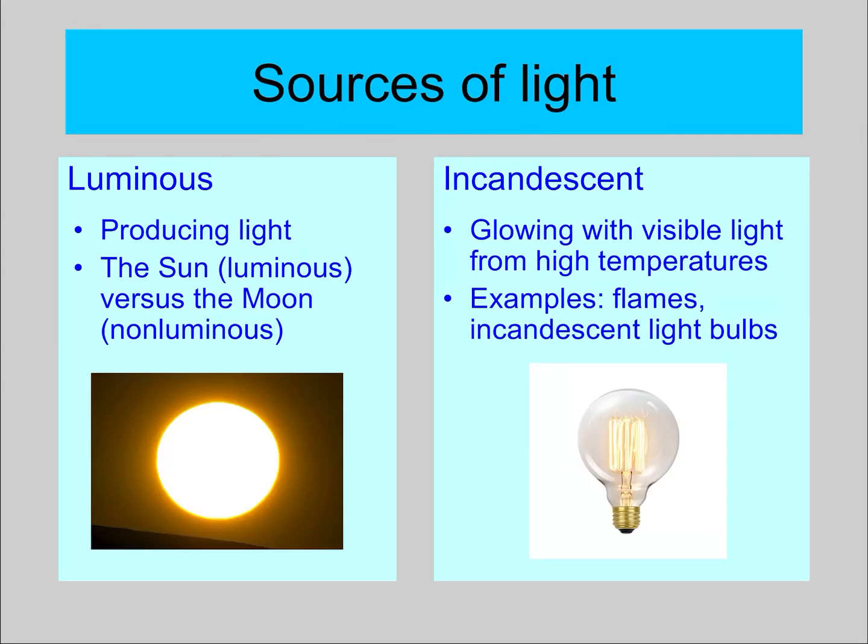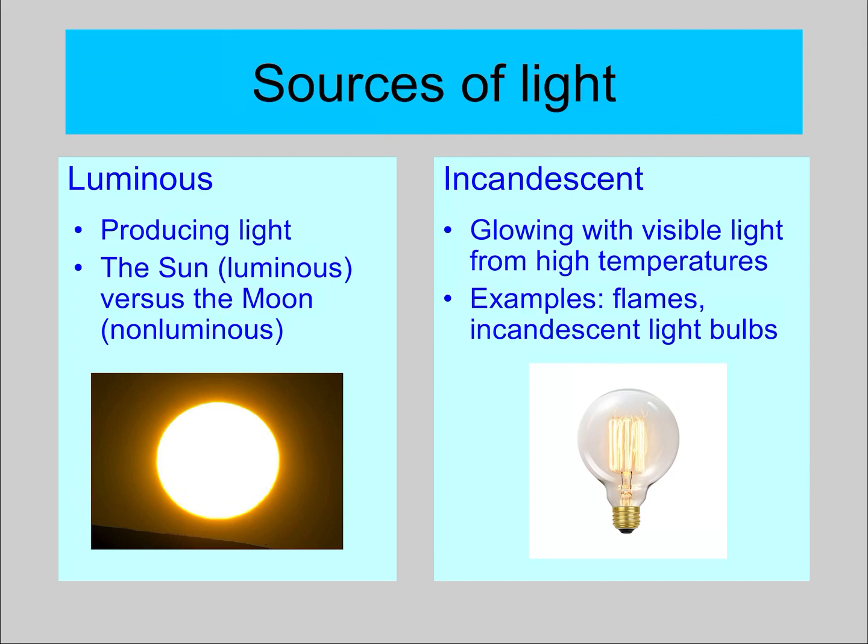So sources of light. We have what we call luminous objects, which produce light. An example of something that's luminous would be the sun. On the other side of that spectrum, we have our non-luminous objects, which would be something like the moon.